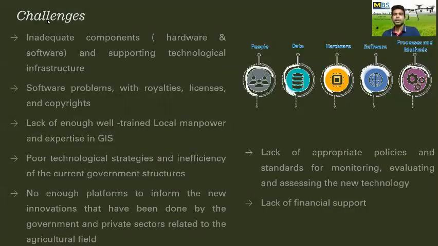Then poor technological strategies and inefficiency of the current government structures, arrangements, and management are other challenges faced in the agriculture sector. It is often difficult to get budget approved for the purchase of new technology. GIS requires investment in hardware, software, data collection, education, and training, and it is very difficult to get financial support for such projects. Next slide, please.